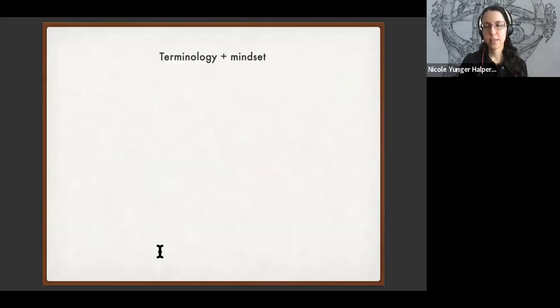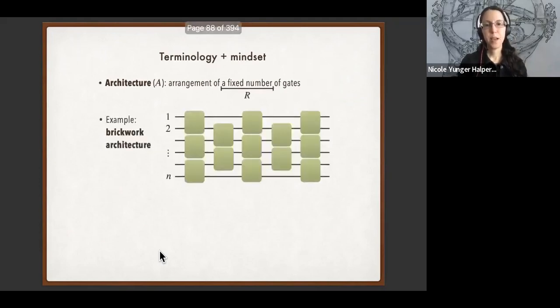Here's a set of terminology that I'm going to use, and with it, a particular mindset. Let's say that an architecture, denoted by A, is a layout of a fixed number of gates. I'll call that number R. One very common architecture is called a brickwork architecture. In the first layer of gates, a gate acts on qubits 1 and 2, a gate acts on qubits 3 and 4, and so on. In the next layer, a gate acts on qubits 2 and 3, a gate acts on qubits 4 and 5, and so on. And then this coupling pattern repeats itself.